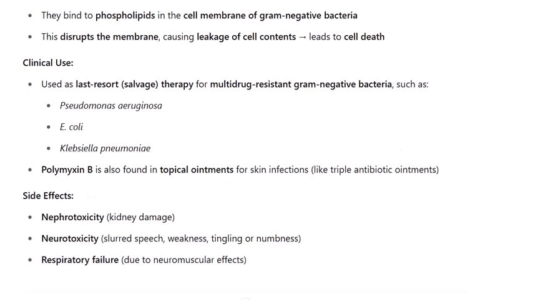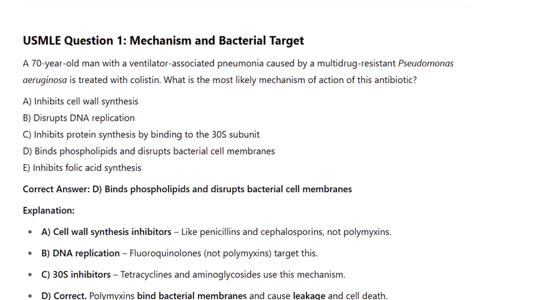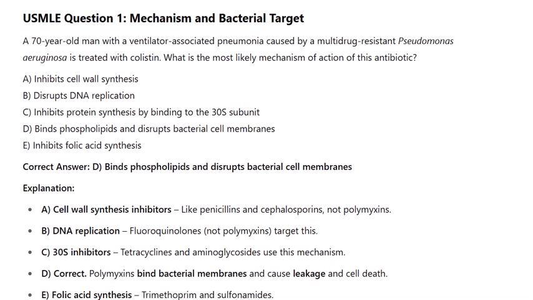USMLE Question 1, Mechanism and Bacterial Target. A 70-year-old man with a ventilator-associated pneumonia caused by a multi-drug resistant Pseudomonas aeruginosa is treated with colistin. What is the most likely mechanism of action of this antibiotic?